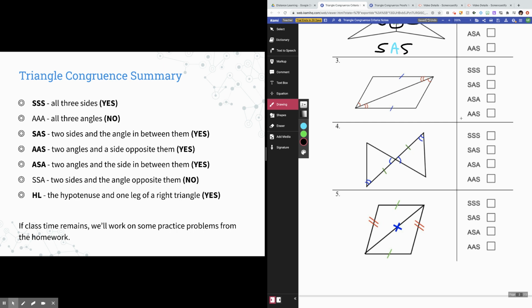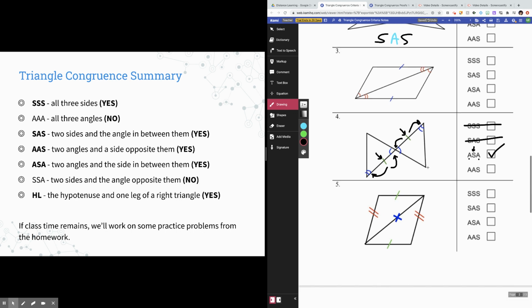I'm going to skip 3 for a second because there's a couple of different criteria that would work here. So let's look at 4. If we look at 4, I have one set of sides, which means it can't be this one or this one. So it's got to be one of these 2. And if you see, the side is trapped between 2 sets of angles. Each side is trapped between 2 sets of angles, which means that this one is congruent by ASA, where the side is trapped between the 2 angles.